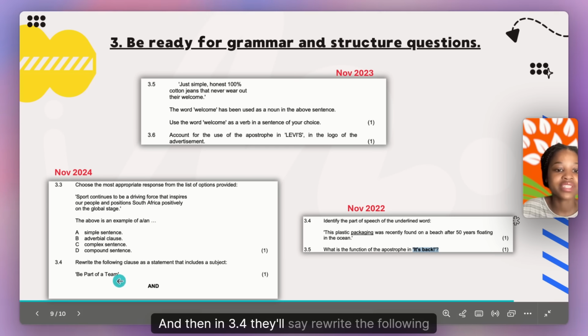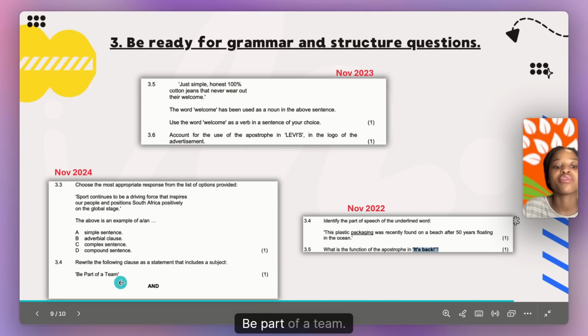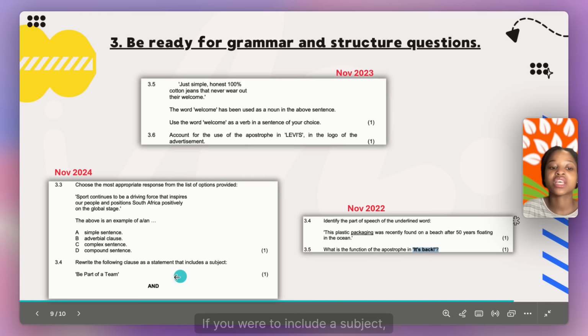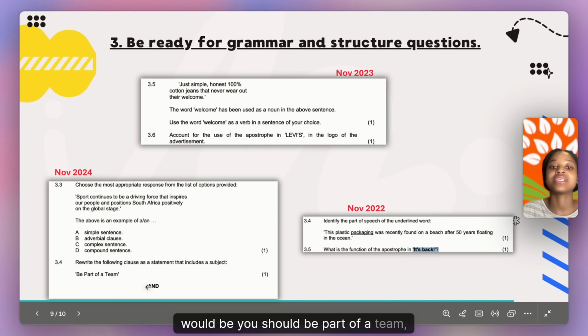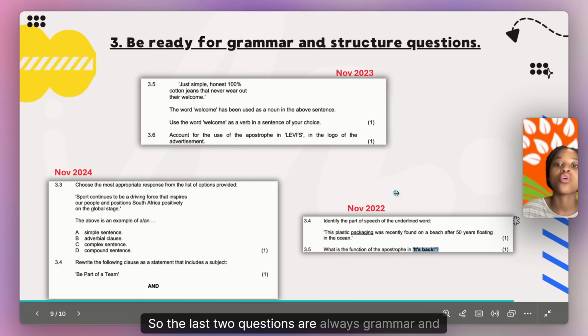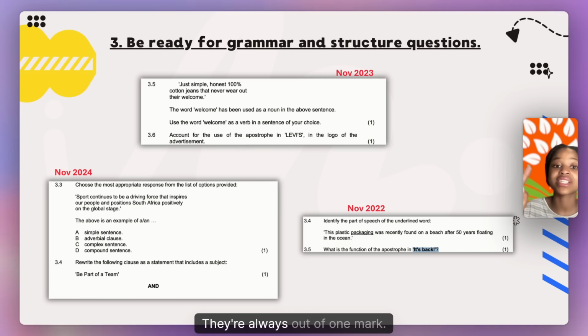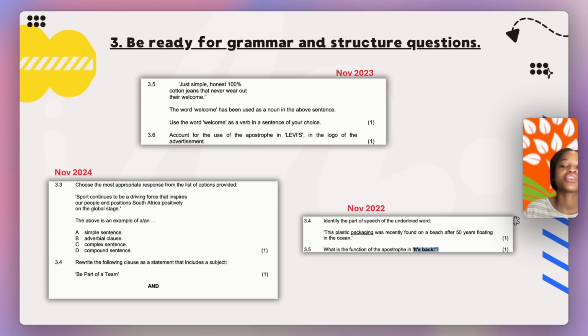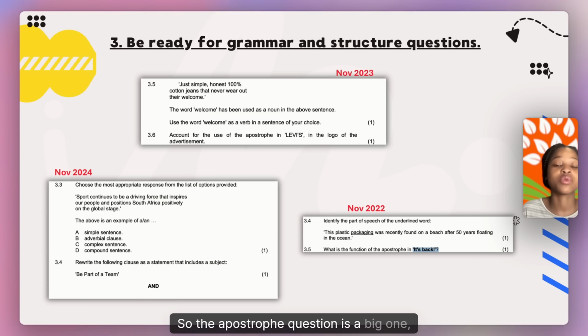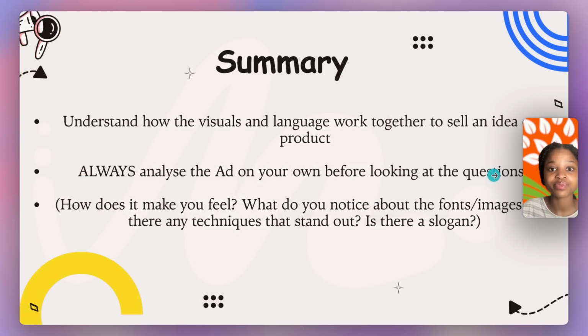And then in 3.4, they'll say rewrite the following clause as a statement that includes a subject, be part of a team. If you were to include a subject, it would be you should be part of a team, that kind of thing. So the last 2 questions are always grammar and structure questions. They're always out of 1 mark. So that's pretty easy. The apostrophe question is a big one, I've noticed. But in the last 2 questions of this section, they'll always ask you grammar and structure questions. So be prepared for that.